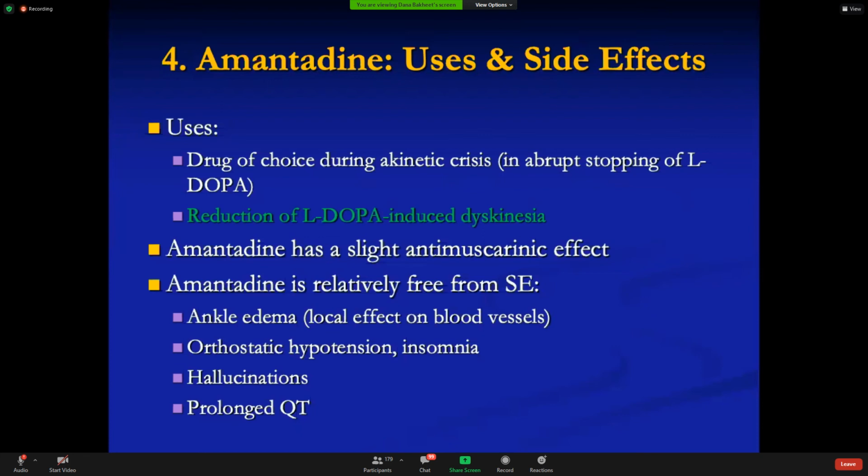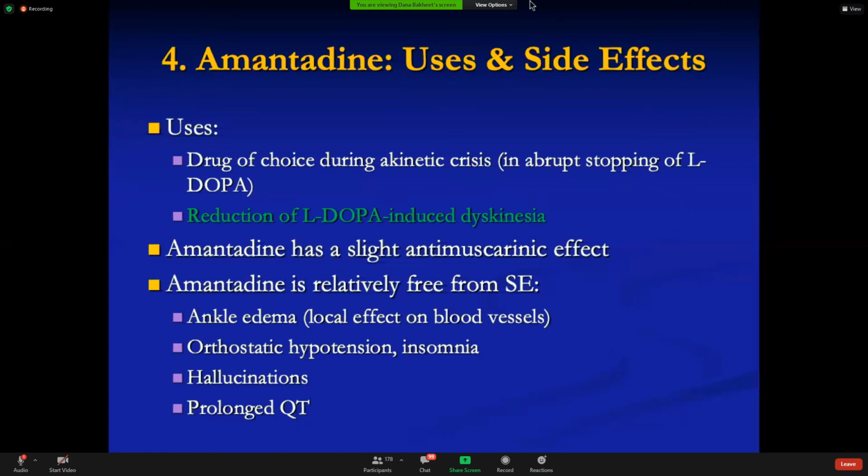It has a slight antimuscarinic effect. It is relatively free from side effects, though they still have ankle edema, orthostatic hypotension, insomnia, hallucination, and prolonged QT. But I think these are rare, since I did not highlight them in green. Rare side effects. Fine till now.